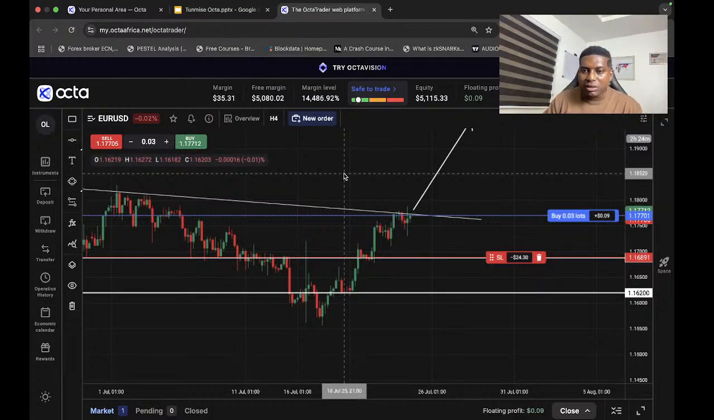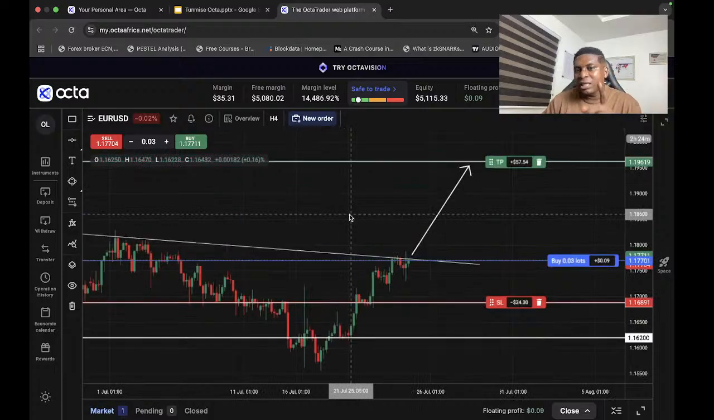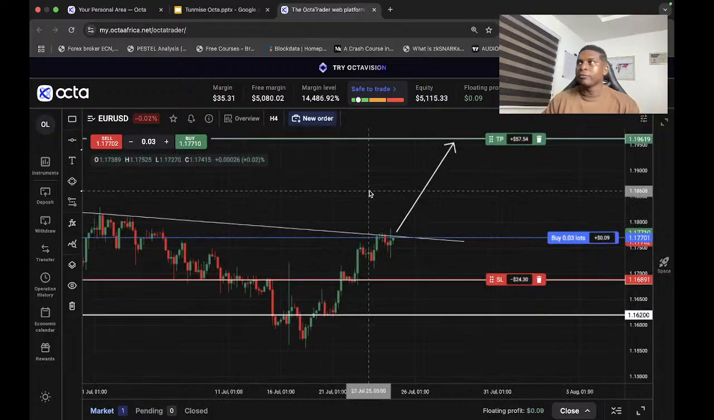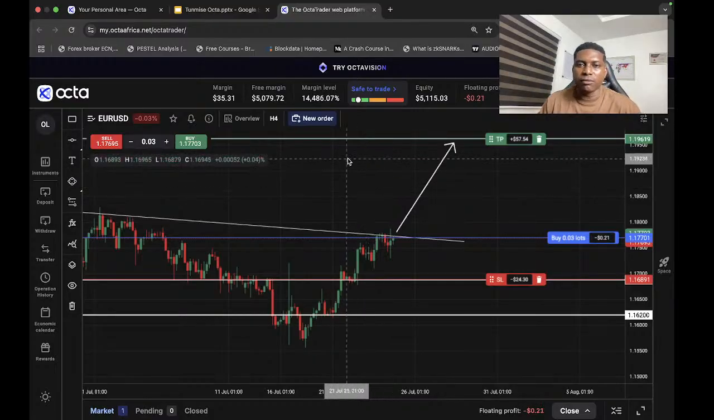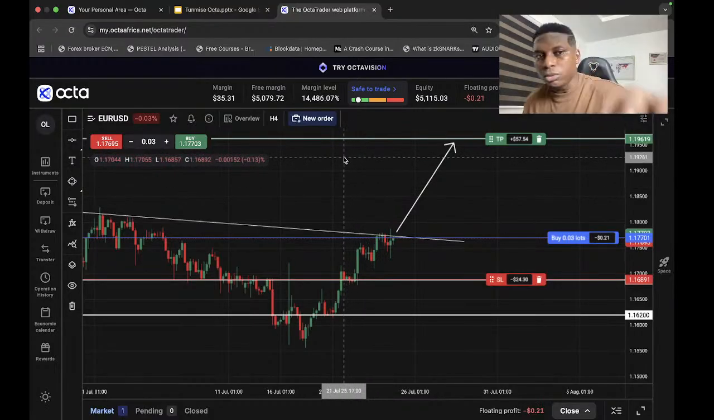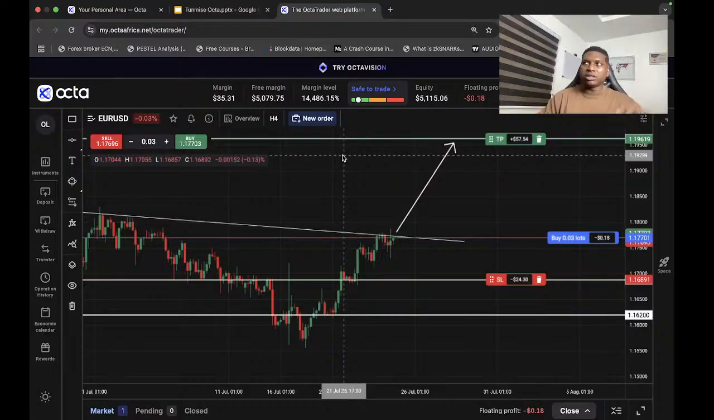Observe that I put in my take profit and my stop loss. I did not come with the assumption of, let me leave it, let the trade just run on its own. No, you cannot assume when trading. Set the stop loss and set the take profit level. Okay, and we are done with the live practical session.